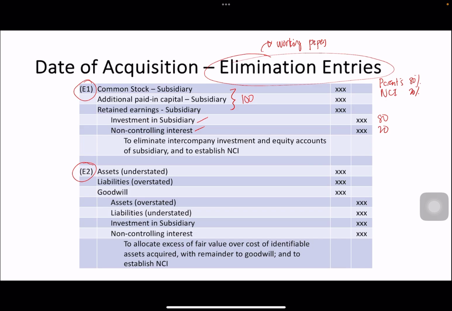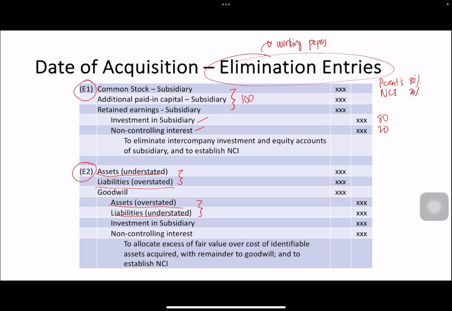The second eliminating entry has 4 objectives. The first objective is to restate the assets and liabilities of the subsidiary from book value to fair value. Understated assets are debited, while overstated assets are credited. Understated liabilities are credited, while overstated liabilities are debited.